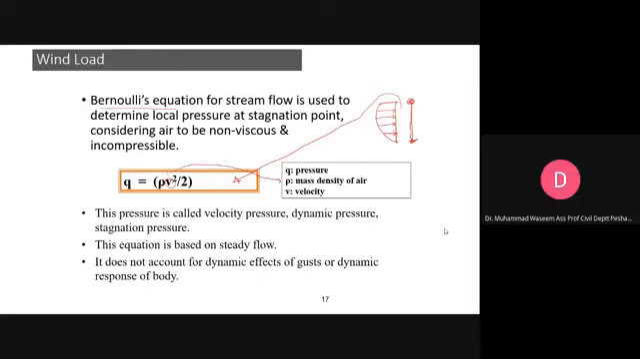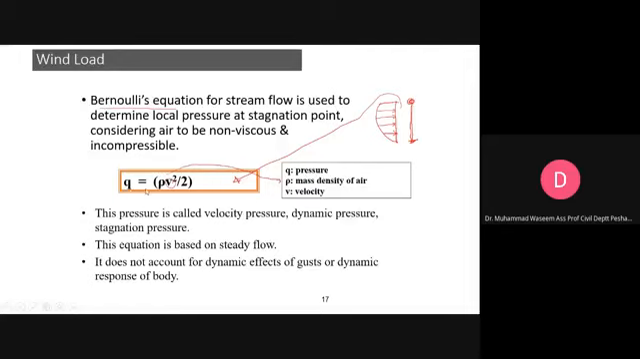Okay. Now, as I told you, we will discuss the environmental loads, and in environmental loads, we will focus on the wind load. Wind load is a lateral load, and wind load exerts dynamic pressure on your structure. This dynamic pressure you can estimate using a Bernoulli formulation.